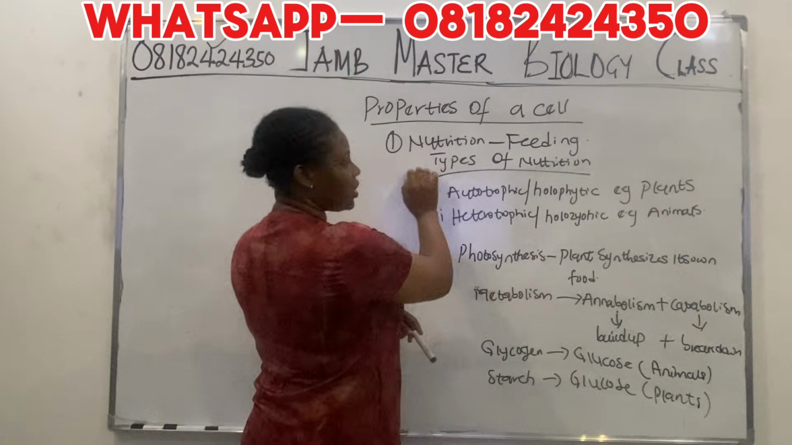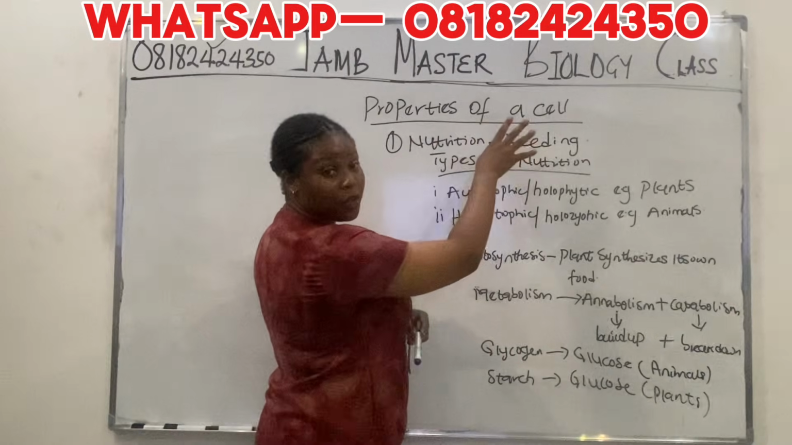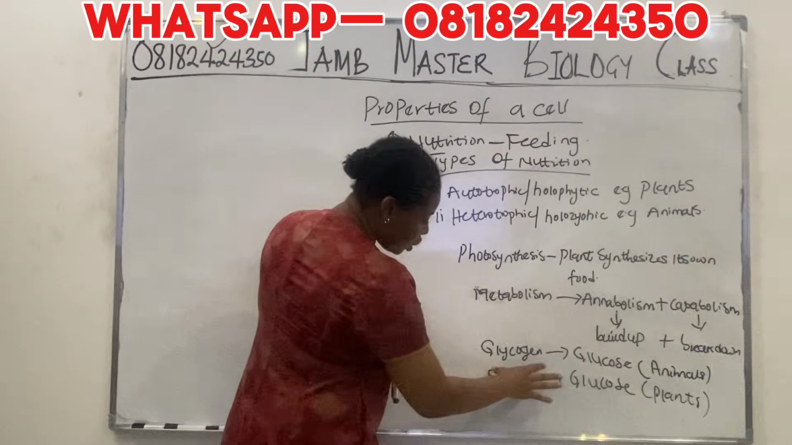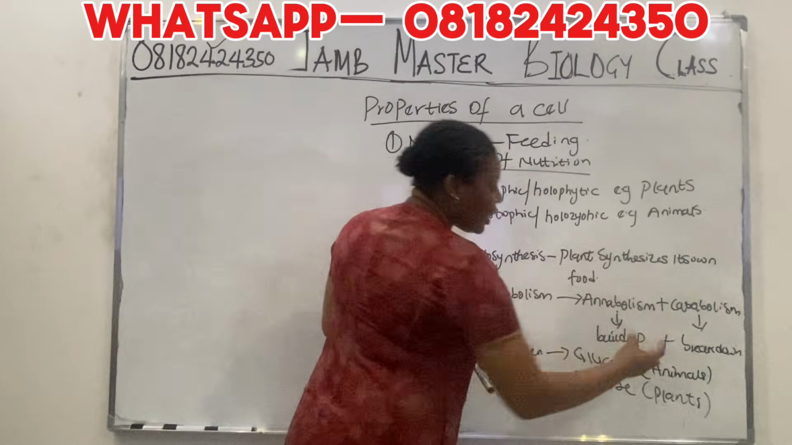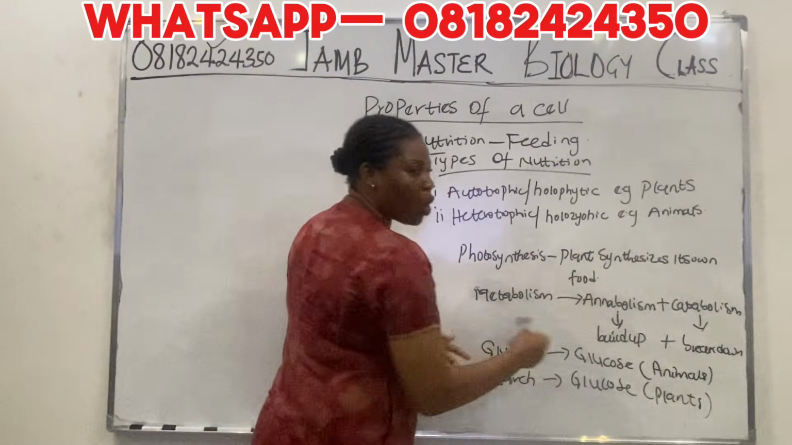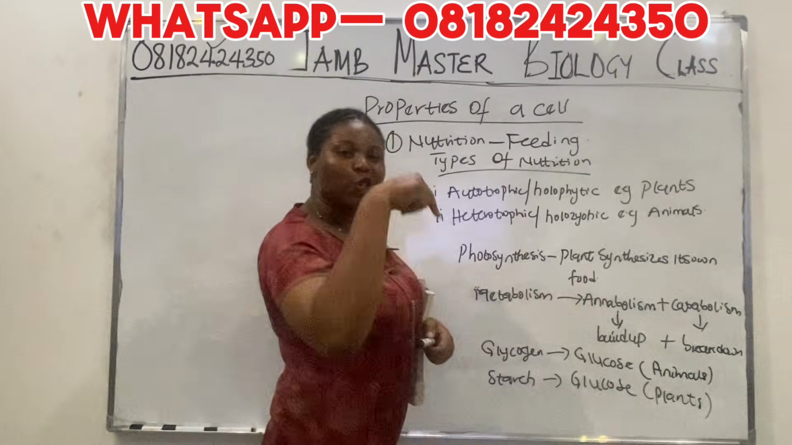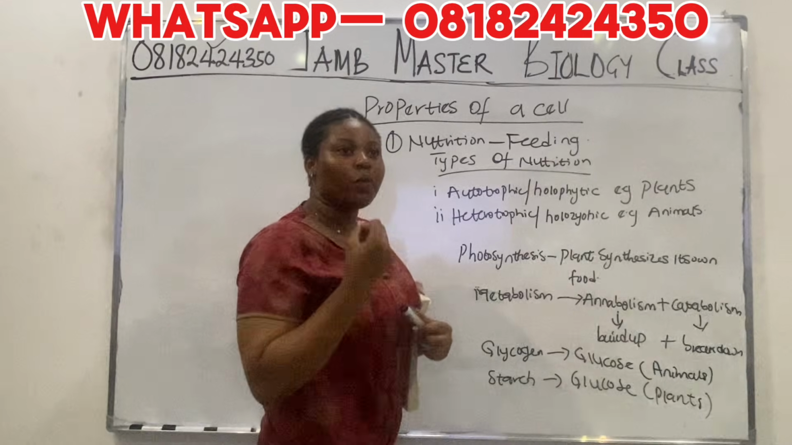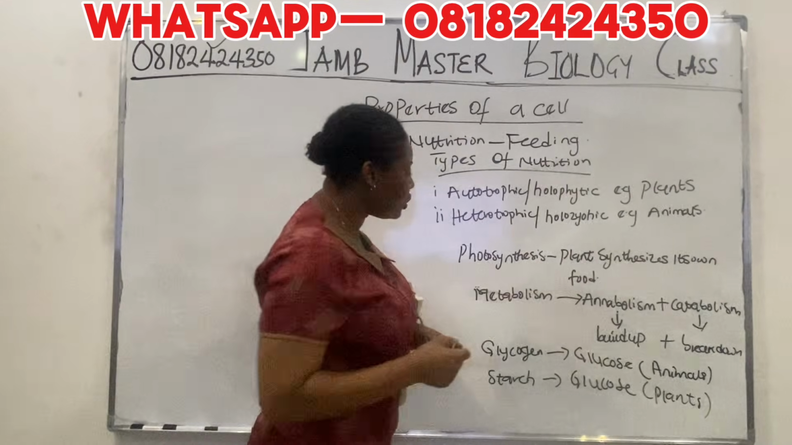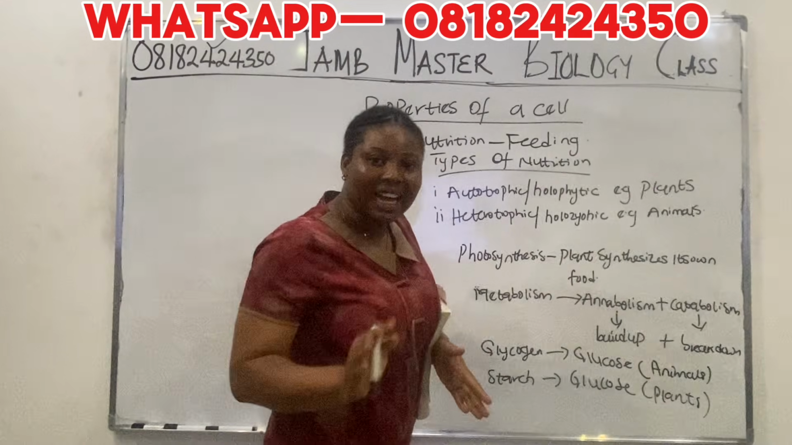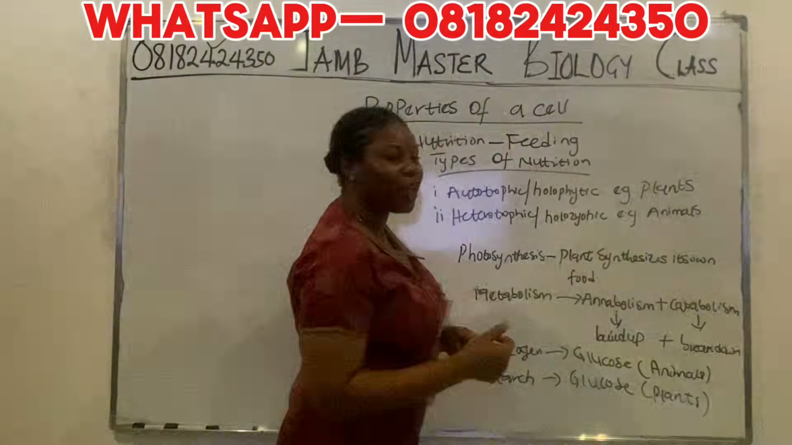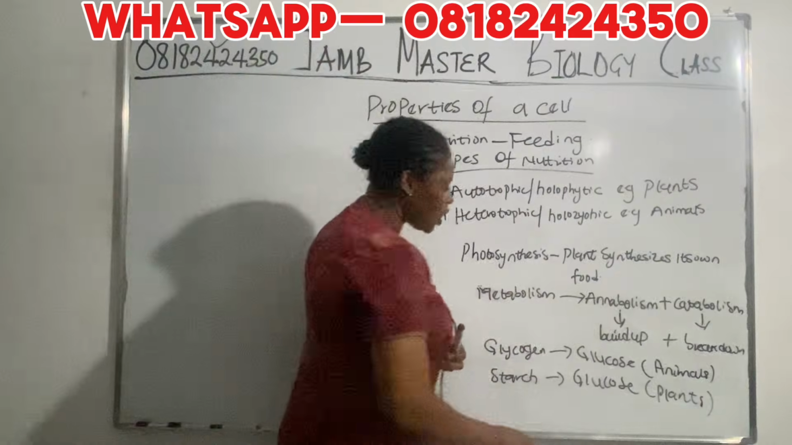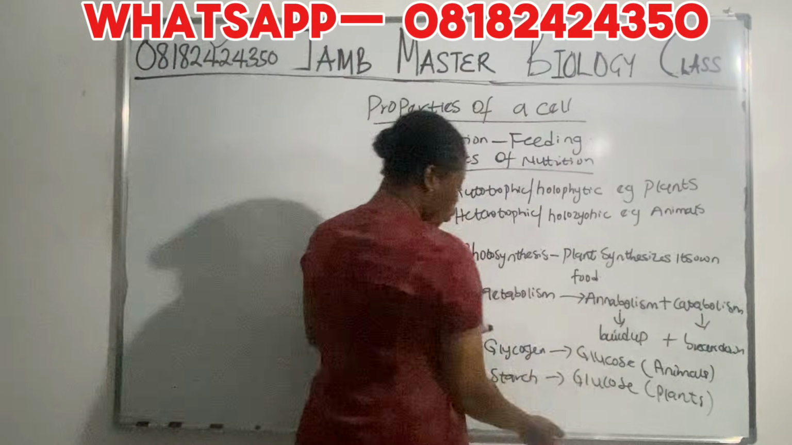Remember, we are still discussing nutrition as a property of a cell. So we have glycogen in animals. In animals, this glucose is converted to what? Glycogen, for it to be stored so that your body can make use of it. Whenever you consume carbohydrates, whenever you consume food, it cannot be stored like that in the body. It must be converted from glucose to glycogen.